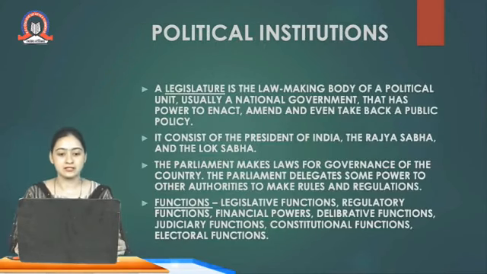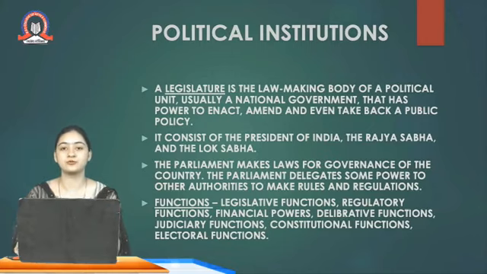What are the political institutions? The very first thing is legislature. That is a law-making body of a political unit, usually a national government, that has power to enact, amend and even take back the public policy. Firstly, enact means to implement the policy. Second is amend, meaning whether we want to make any changes, the government is making any small changes relating to the current scenarios, and even take back the policy. They can draw back the policy from the constitution.